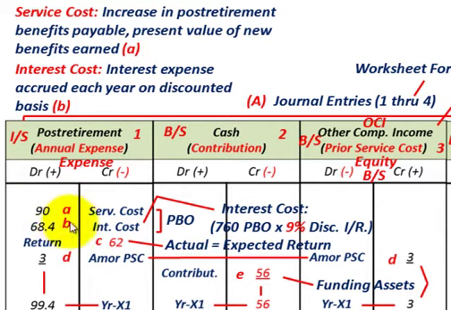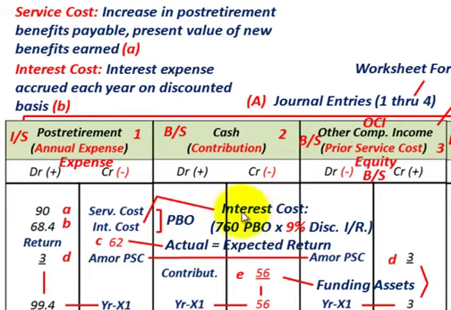And then secondly we've got what we call interest cost. I've got $68,400 in interest cost. So what would that be? That would be the interest expense accrued each year on a discounted basis for our post-retirement benefits. You can go and see what the definition on that is. But anyway, our interest cost in this case increases our post-retirement expense account, our annual expense account.